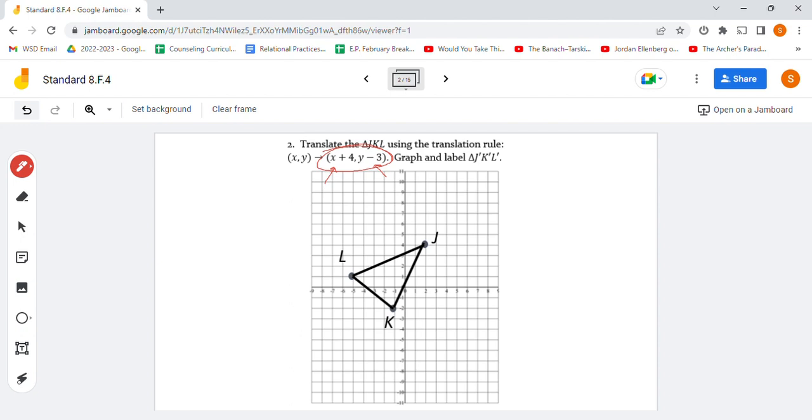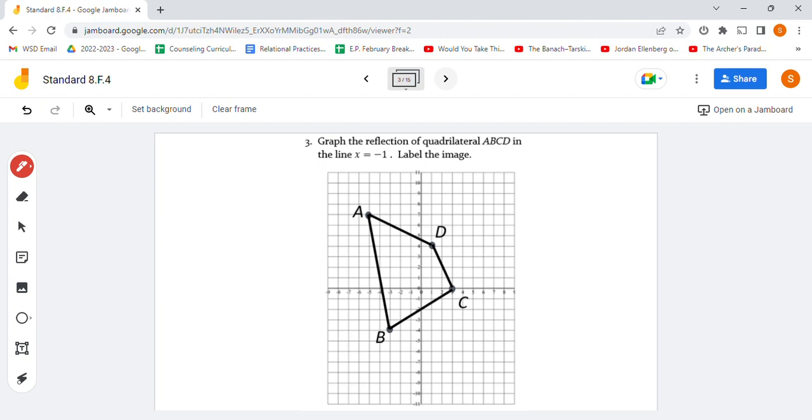So each of these points is going to go 4 to the right. That's 1, 2, 3, 4, and then 3 down, 1, 2, 3 down. And that new point right there will be labeled J prime. We're going to go 1, 2, 3, 4, 1, 2, 3. Will be K prime. And then 1, 2, 3, 4, 1, 2, 3, and that will be L prime. Now that we have our 3 points translated, we are going to connect the dots, and that gives us our translated triangle.